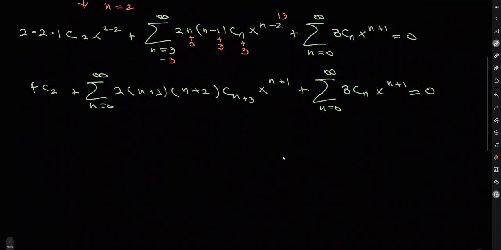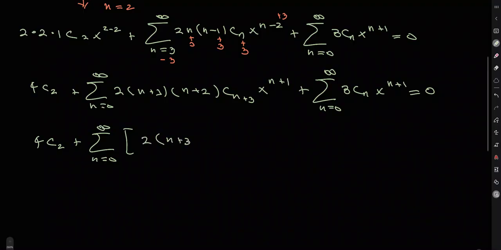All right, now that we have the two series with the same starting index and the same power of x, we may go ahead and combine them together. So that's going to leave us with 4 times c sub 2 plus sigma n equals 0 to infinity of bracket 2n plus 3 times n plus 2 c sub n plus 3 plus 3 c sub n, that times x to the n plus 1, and let that be equal to 0.